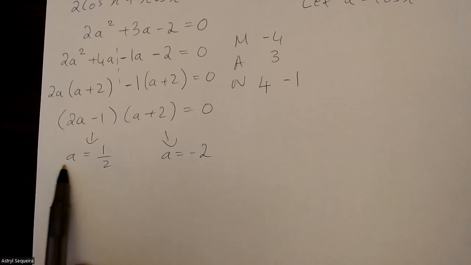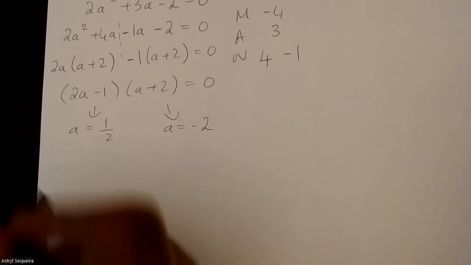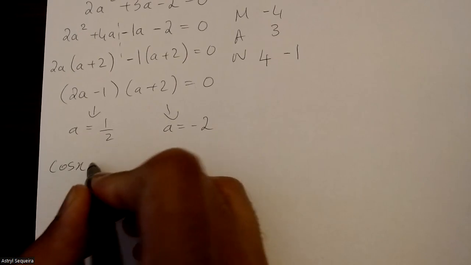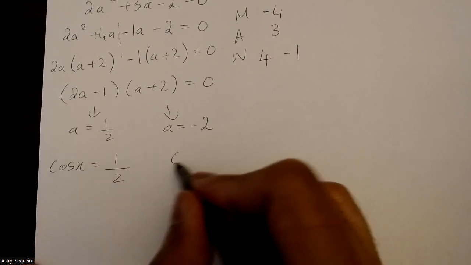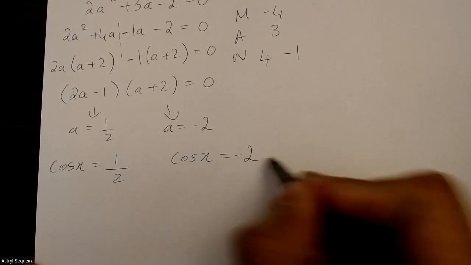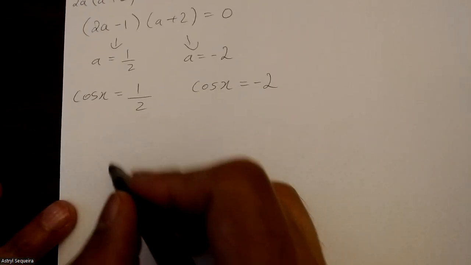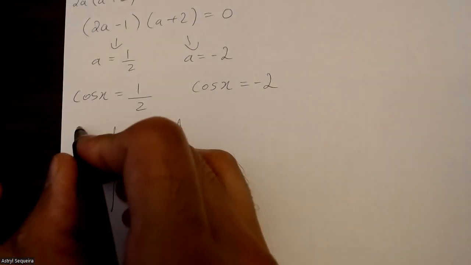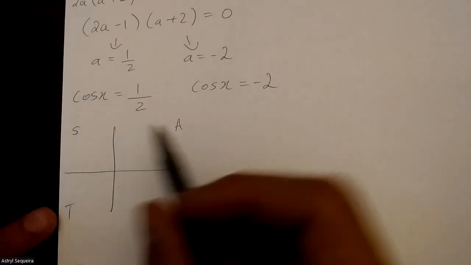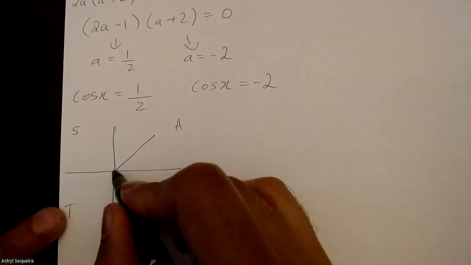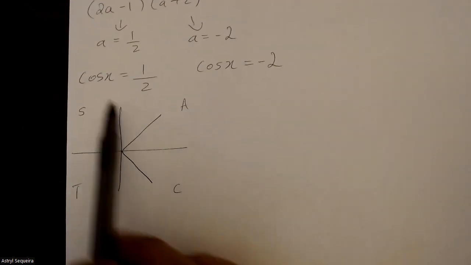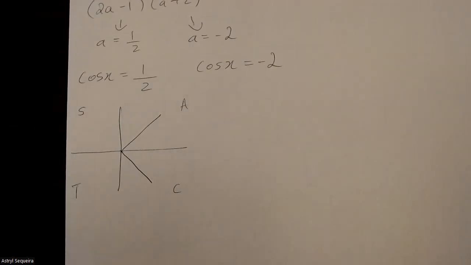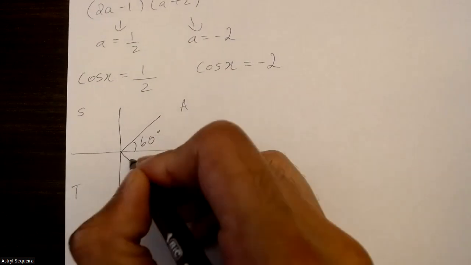Now I can replace the a's back with cos x, and I can solve. So cos x equals 1 over 2, and cos x equals negative 2. I'll solve this with my CAST rule. Cos is positive in the first and the fourth quadrant. I'll do the cos inverse of 1 over 2 to find my acute angle, and that's just 60 degrees.